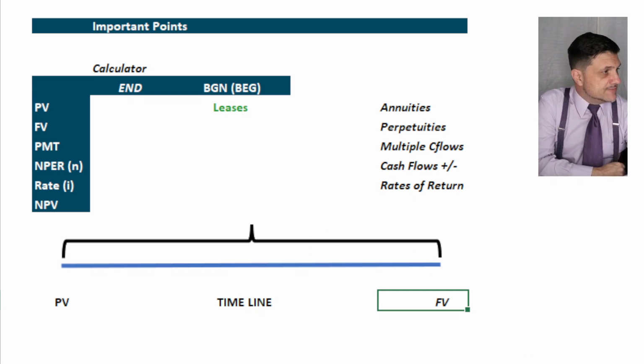Let's go here. So look at the 5 elements: present value, future value, PMT, N or number of periods, rate or I, and the net present value.